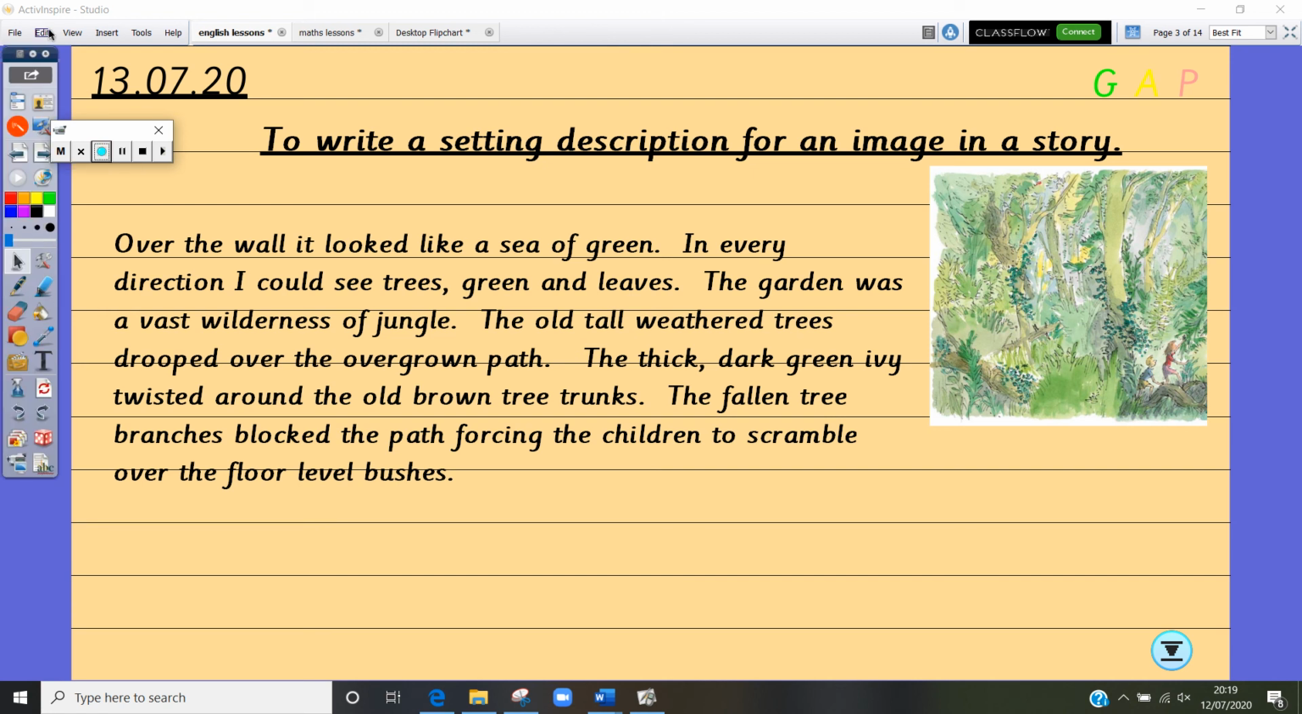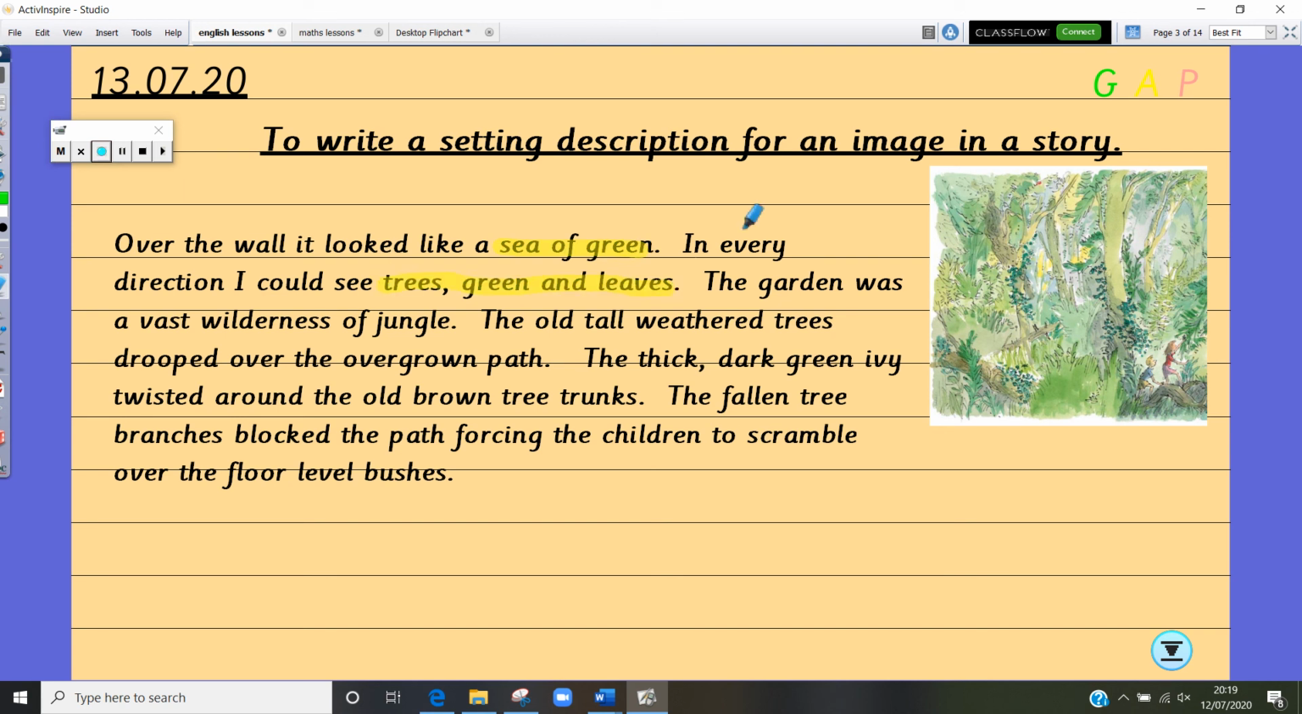Let's see if we can unpick the adjectives that I've used here. Over the wall, it looked like a sea of green. In every direction, I could see trees, green, and leaves. That's just to give you a clue that it's surrounding them. The garden was a vast wilderness of jungle. Vast, we've already said, is large or big. Wilderness is showing you how wild and crazy the garden has grown. And then they've likened it to a jungle, so it does have jungle-like features, although we do know it is a garden.